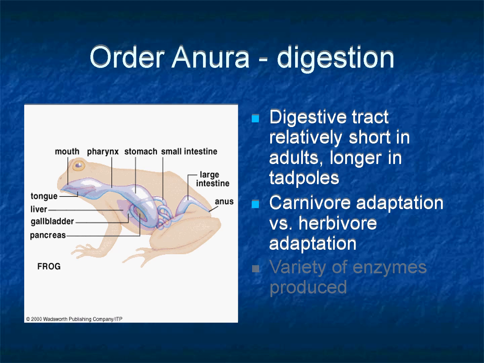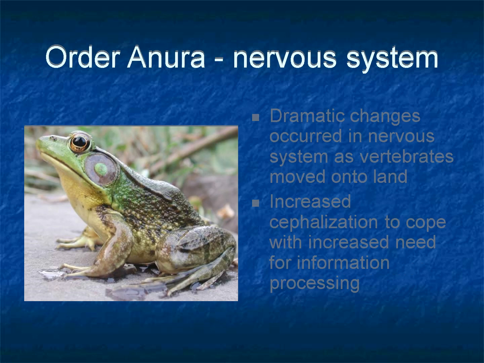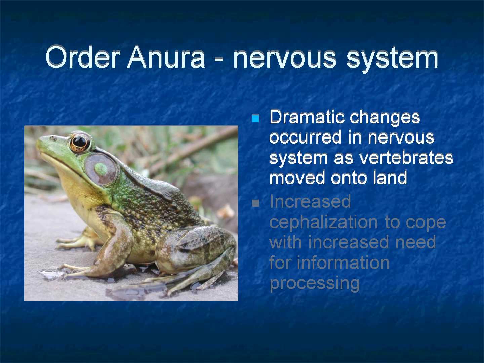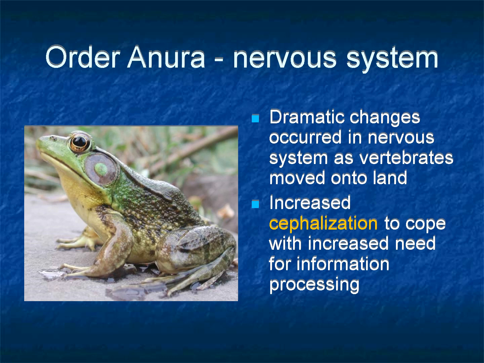Hence, anurans adapted themselves with respect to the food they eat, and in carnivorous mode, they develop enzymes to digest fat, protein, and carbohydrates. Moreover, in the case of the nervous system, dramatic evolutionary changes were noticed in frogs and other vertebrates as they moved to the land. Evolutionary changes include improved cephalization to handle the increased need of information processing, such that each part of the tripartite brain took responsibility to handle different senses of the body.